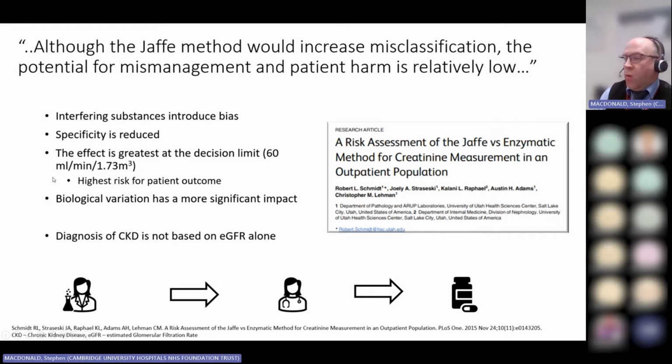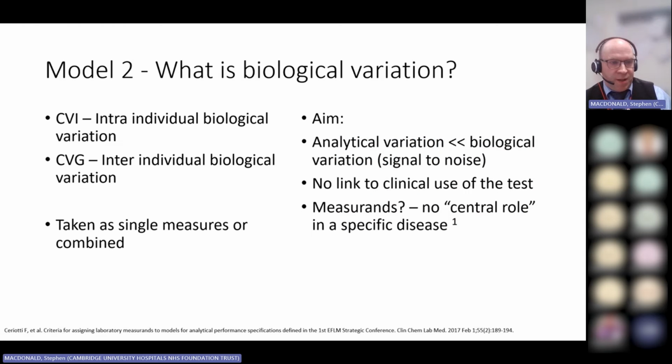Now, what we need to think about is actually how is that test used? Their conclusion was that in the context they were measuring it in, chronic kidney disease, the diagnosis is not based on eGFR alone, of which creatinine is a component. So there are other things which contribute to that diagnostic criteria. The individual assay performance and the risk of misclassification has to be thought of in the context of that clinical utility. And actually, they found that biological variation has a more significant impact on the misclassification rate. And that leads us nicely onto the second model.